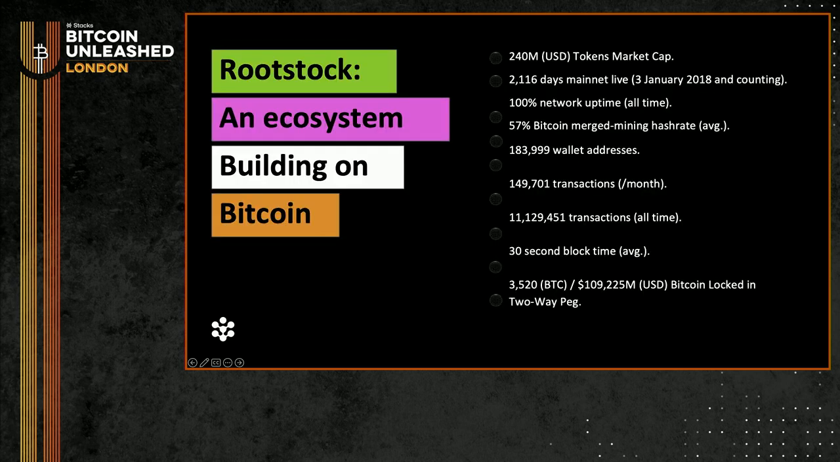I'm going to highlight just one of these because I think I mentioned most of this. So right now, the total token market cap, that is the circulating tokens on Rootstock, including RBTC, which is the Bitcoin on Rootstock, is about $240 million USD. And the current amount of Bitcoin locked on the two-way peg is about 3,500, but there's no limit on how much Bitcoin you can have locked there at the moment.